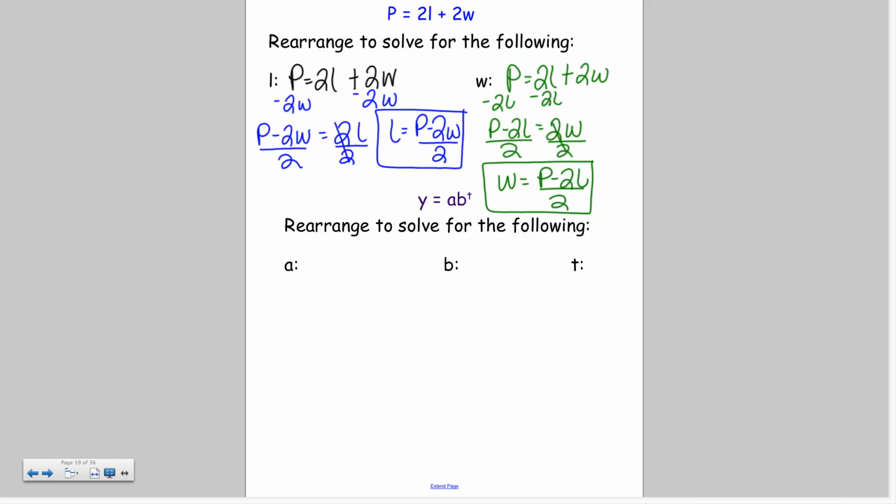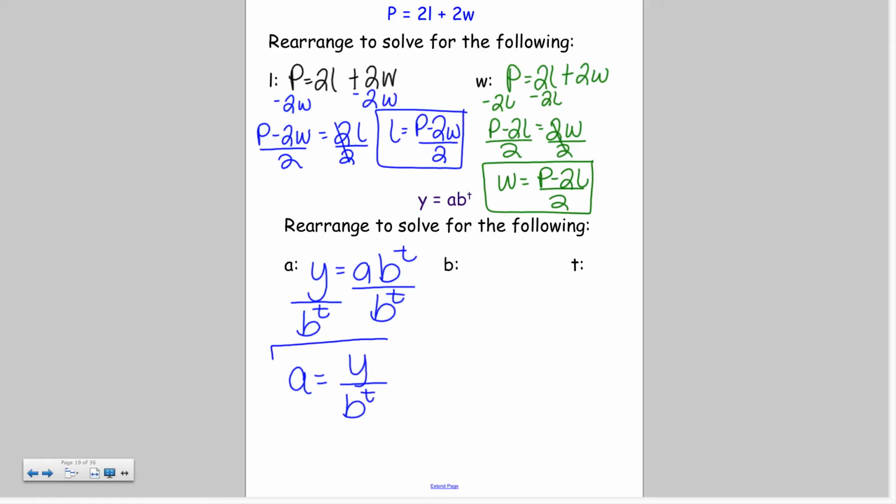All right, do this last one for this last set. Y is equal to AB to the T. So I want to solve out for A. So we're going to divide by B to the T. So A is equal to Y divided by B raised to the T. All right. Next one.